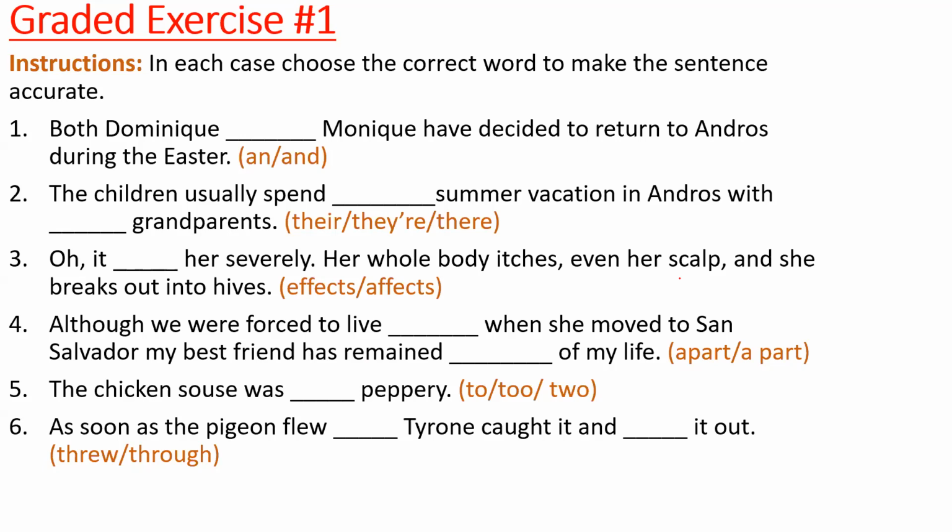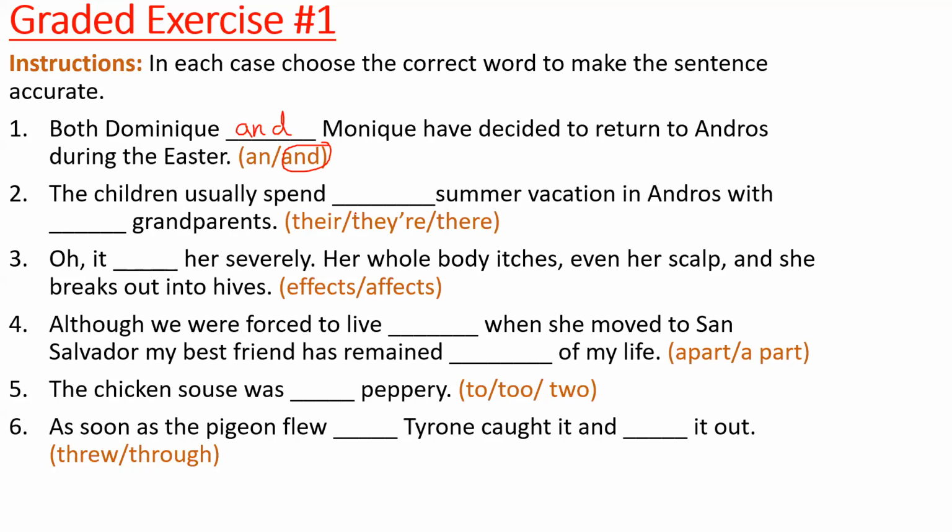Both Dominique and Monique have decided to return to Andros during the Easter. Which one? The first one or the second one? The second one. Very good, the second one. A and D. It's a conjunction. It combines them two together. So both Dominique and Monique decided to return.